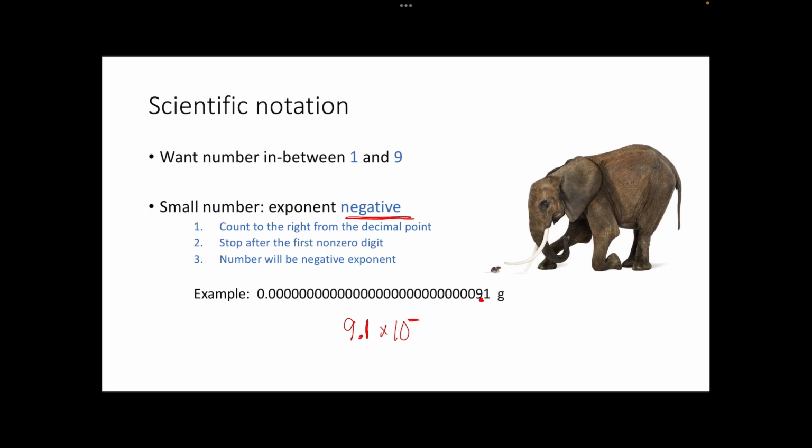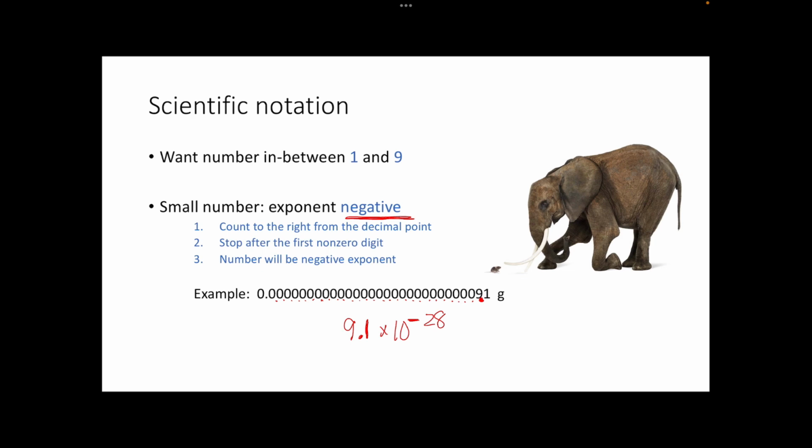So once again, we're just going to count how many times we have to move the decimal point to get it over there. 1, 2, 3, 4, 5, 6, 7, 8, 9, 10, 11, 12, 13, 14, 15, 16, 17, 18, 19, 20, 21, 22, 23, 24, 25, 26, 27, 28. We have to move it 28 times to get it there.